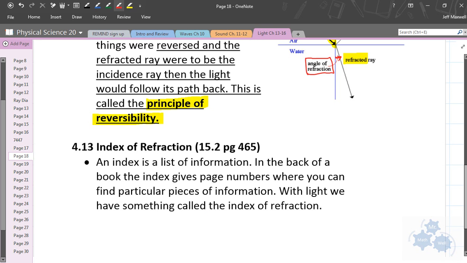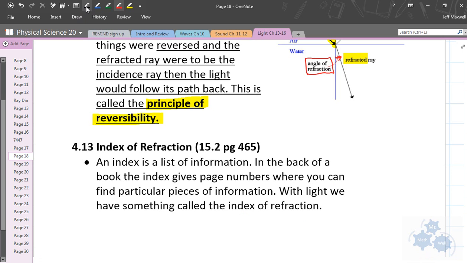So I talked earlier about the fact that each material has its own properties when it comes to refracting or bending light. And that is called the Index of Refraction. Let's just read this paragraph. It says, an index is a list of information. In the back of a book, the index gives you page numbers where you can find particular pieces of information. With light, we have something called the Index of Refraction.